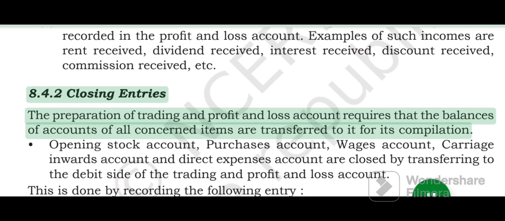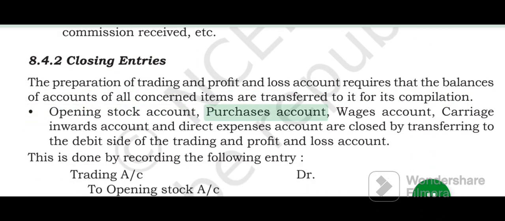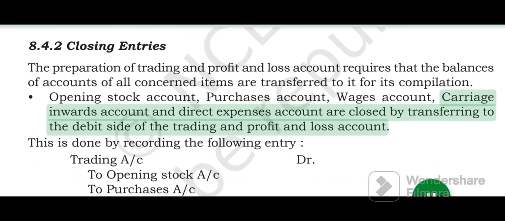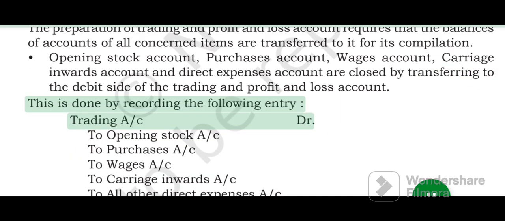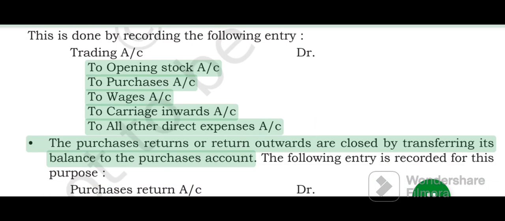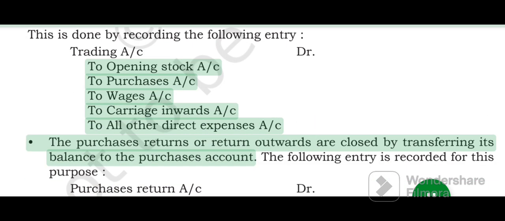8.4.2 Closing entries. The preparation of trading and profit and loss account requires that the balances of accounts of all concerned items are transferred to it for its compilation. Opening stock account, purchases account, wages account, carriage inwards account and direct expenses account are closed by transferring to the debit side of the trading account. This is done by recording the following entry: Trading A/c Dr. To opening stock A/c, to purchases A/c, to wages A/c, to carriage inwards A/c, to all other direct expenses A/c.